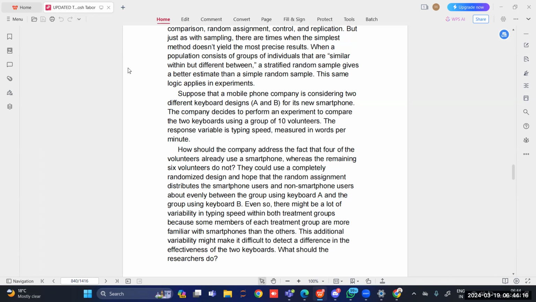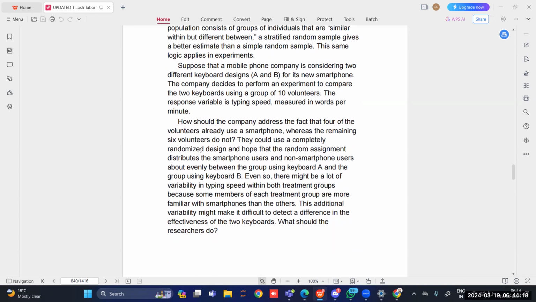So, how should the company address the fact? They could use a completely randomized design and hope that a random assignment distributes the smartphone users and the non-smartphone users about evenly between the groups using keyboard A and keyboard B. Even so, there might be a lot of variability in the typing speed within both the treatment groups.